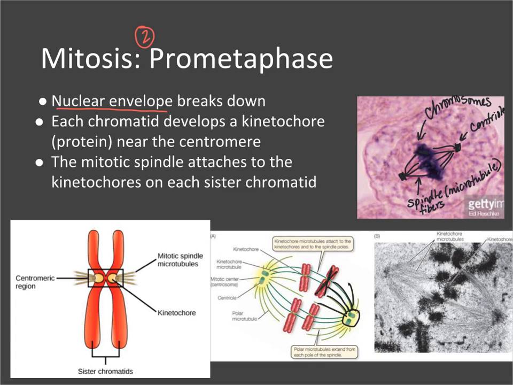Now, each of these chromosomes has a special binding region called a kinetochore. And the kinetochore is what those mitotic spindle fibers actually bind to. And that's how the mitotic spindle is able to tug these chromosomes around, and then ultimately is going to separate or pull apart those two sister chromatids.